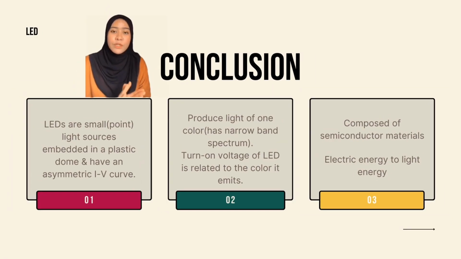As for the conclusion, we showed how the use of LEDs will allow us not only to investigate at a deeper level the phenomena with which we are already familiar, but also to discover and study new phenomena. We have constructed the following basic ideas relevant to LED physics. LEDs are small light sources embedded in a plastic dome and have an asymmetric I-V curve. They produce light of one color. The turn-on voltage of an LED is related to the color it emits. Moreover, LEDs are composed of semiconductor materials and can convert electric energy to light energy.